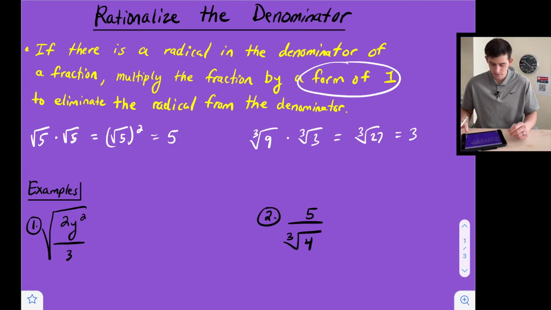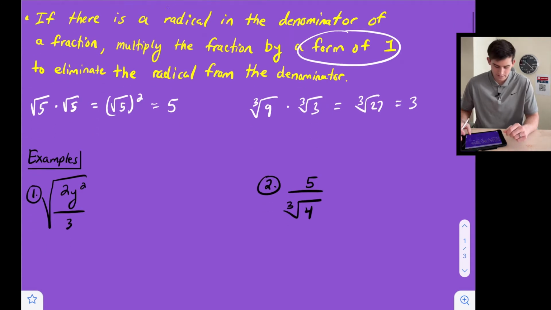So we'll look at an example of each of those, and then we're going to talk about, what if my denominator is an expression? What if there's addition or subtraction? That's called multiplying by a conjugate, so we'll get to that at the end of this video.